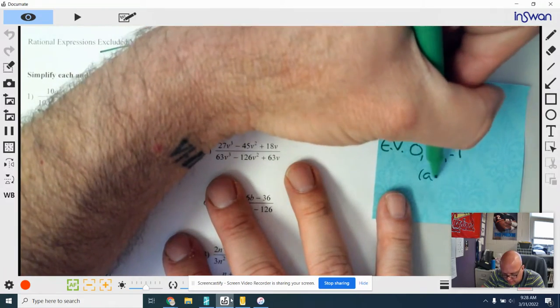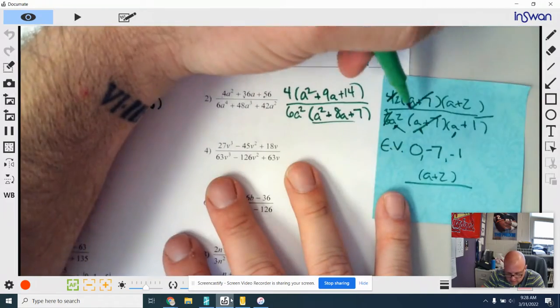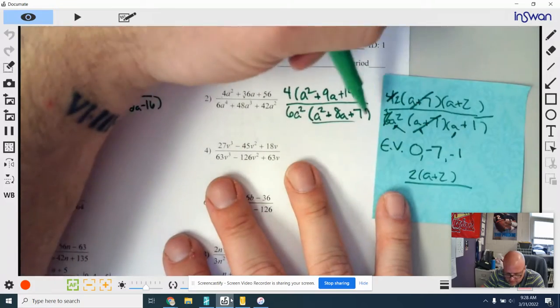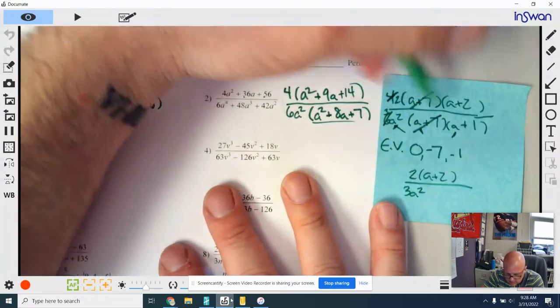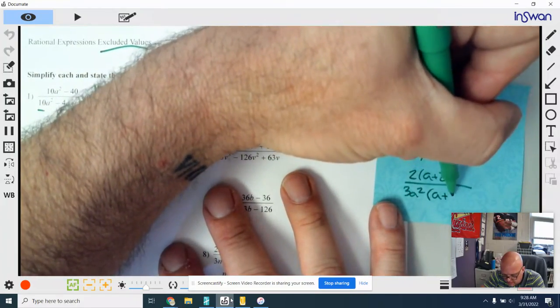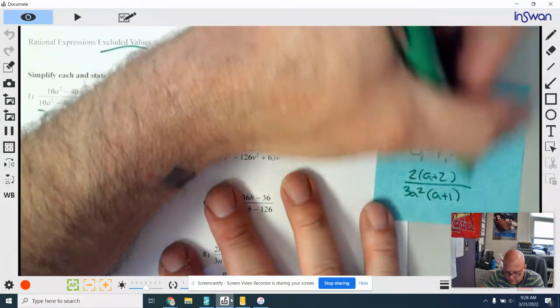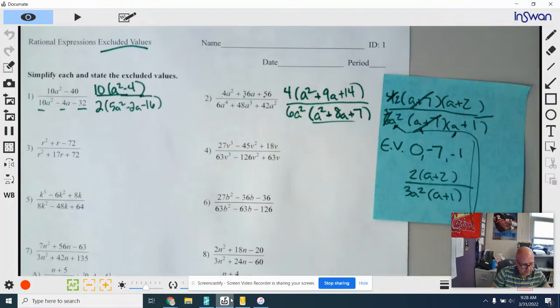So up top, you got your a plus 2. Multiplied by the 2 up front here. On the bottom, you have a 3a squared. And then you have multiplied by the a plus 1. So that right there is our answer. Okay, number 3.